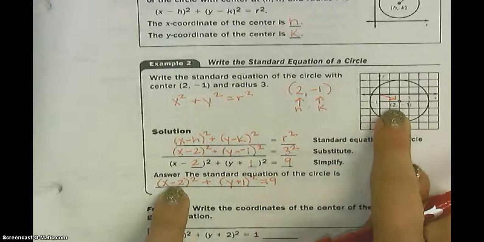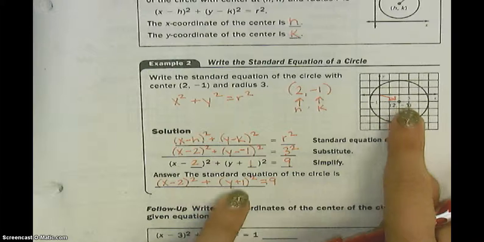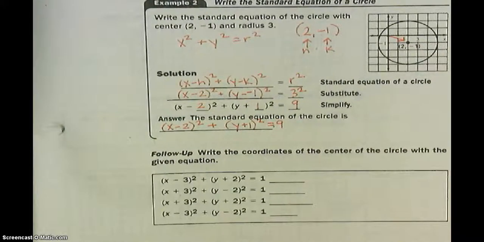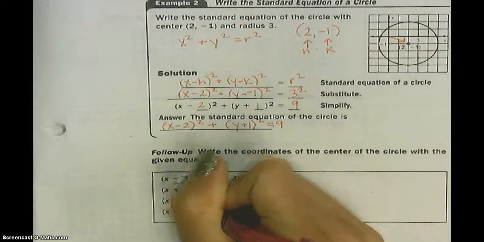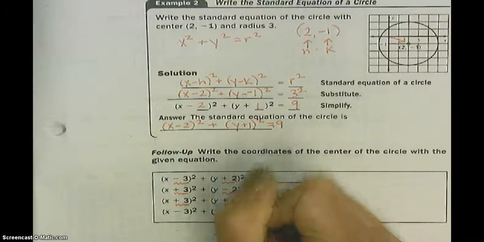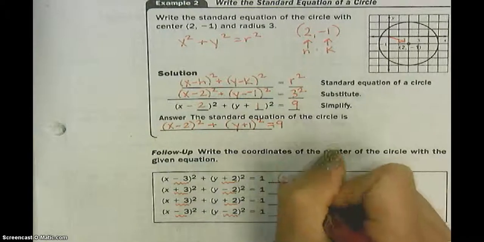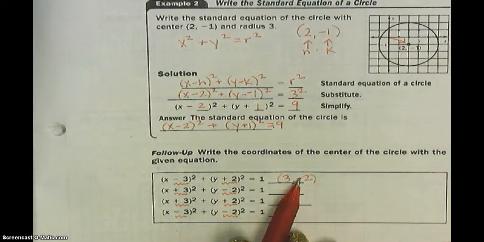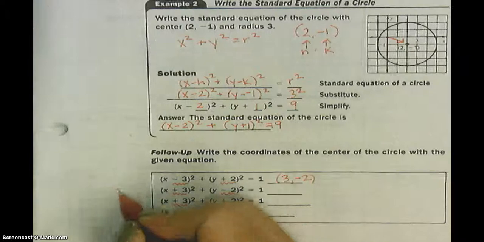Notice how this is always opposite. Negative 2 and positive 2. Positive 1 and negative 1. So here it says, write the coordinates of the center. Well, these numbers right here are the opposite of the center. So we just have to write down the opposite of this. Where is our center? Well, this center is at positive 3, opposite negative 2. That's where the center of this circle is. Where's the center of this circle? I want you to do this now.